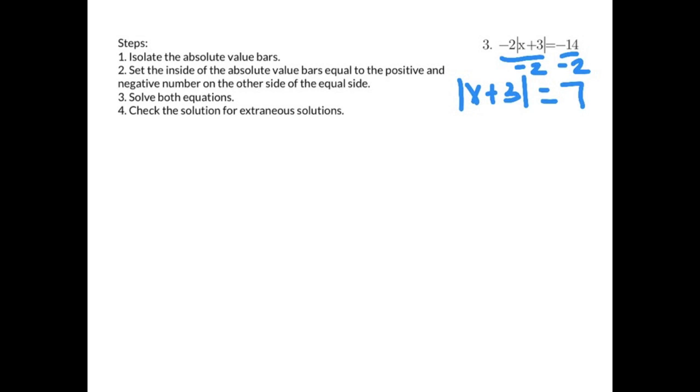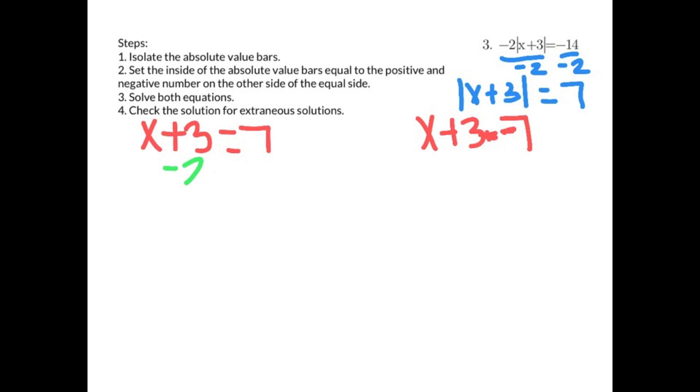Step 2 says to set the inside of the absolute value bars equal to the positive and negative number on the other side of the equal sign. So that just means our case 1 and our case 2. Case 1 is positive, case 2 is negative, and we're going to go ahead and do that. So I'm going to have x plus 3 is equal to 7, and I'm going to have for my case 2, x plus 3 is equal to negative 7.